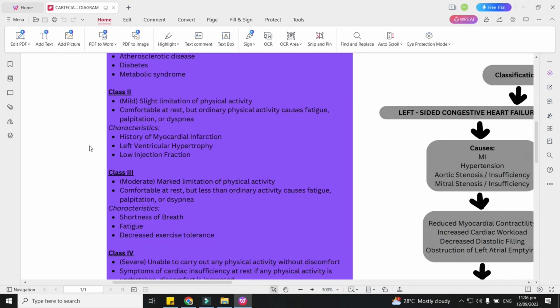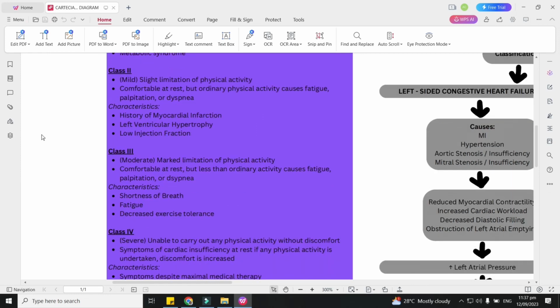Class 2, we have mild. This may also be called mild CHF. It has slight limitation of physical activity. Of course, the patient may be comfortable at rest, but when ordinary physical activity is done, it could cause fatigue, palpitation, or dyspnea. The characteristics are history of myocardial infarction, left ventricular hypertrophy, and low ejection fraction.